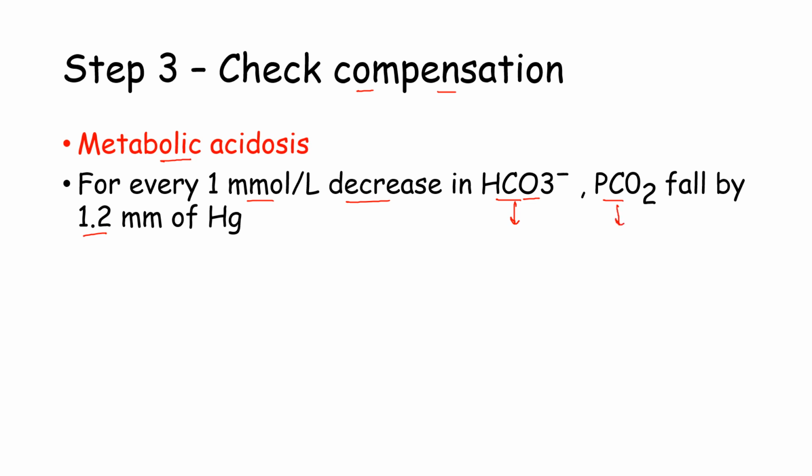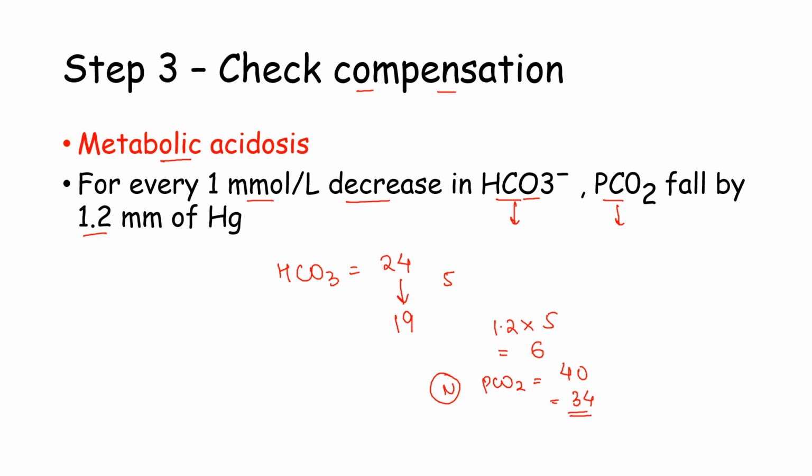Okay, so let me illustrate it for you. Suppose we know that the normal bicarbonate value is 24, isn't it? Suppose in the acidosis it has fallen to 19. So there is a fall of 5. So PCO2 has to fall by 1.2 into 5, that is 6. The normal PCO2 value is 40, and if it falls by 6, then it will be 34.